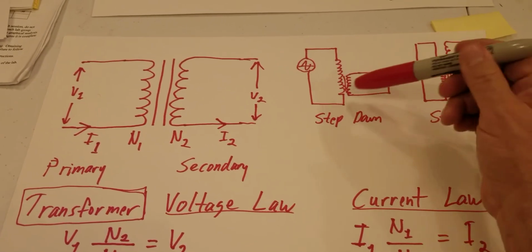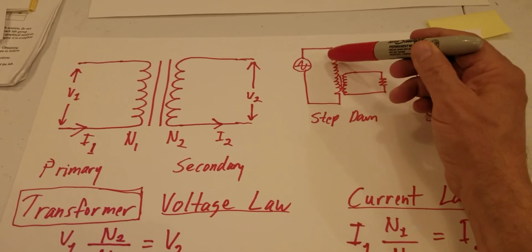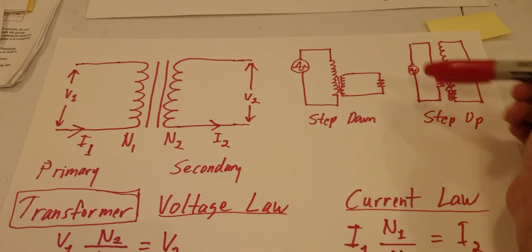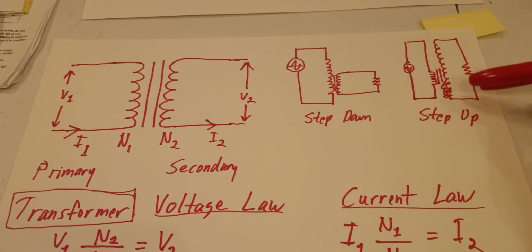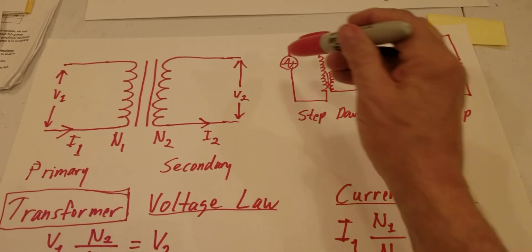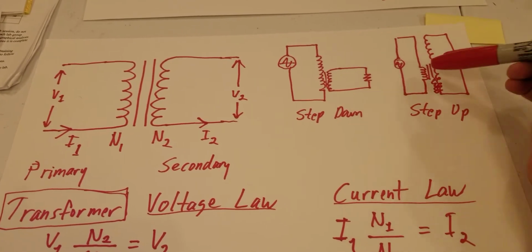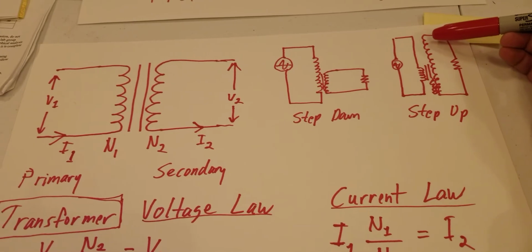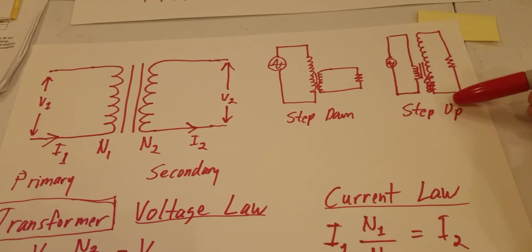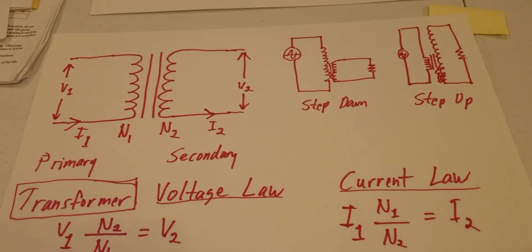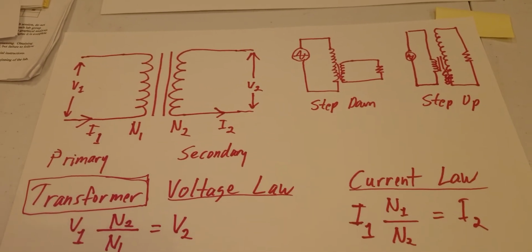Okay, so if we want to step down a voltage, we have many turns on the primary side, fewer on the secondary side. If we want to bring a voltage back up, this represents your power source. We have many turns on the secondary side and fewer on the primary side. That's called a step-up transformer because it steps the voltage up. This one steps the voltage down.